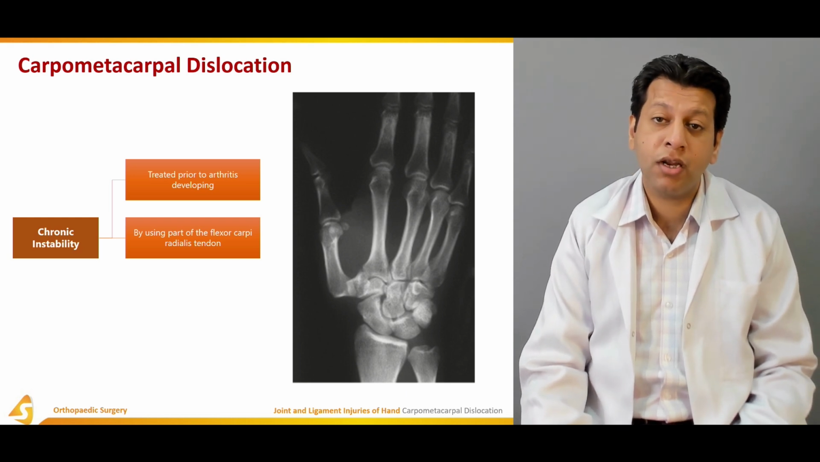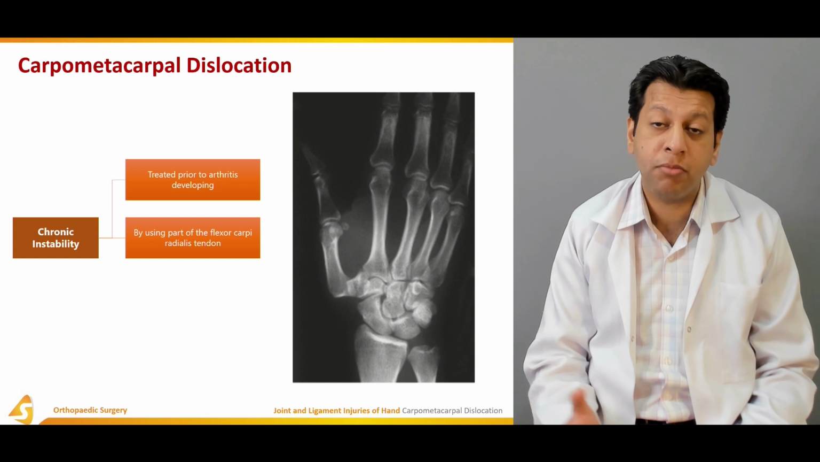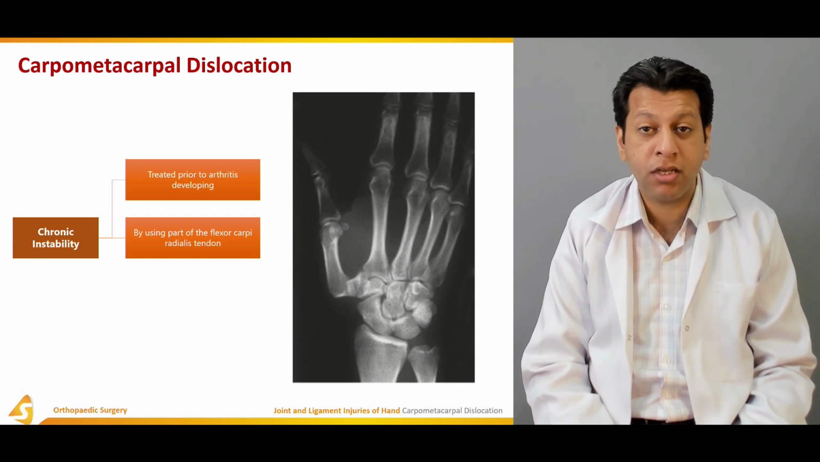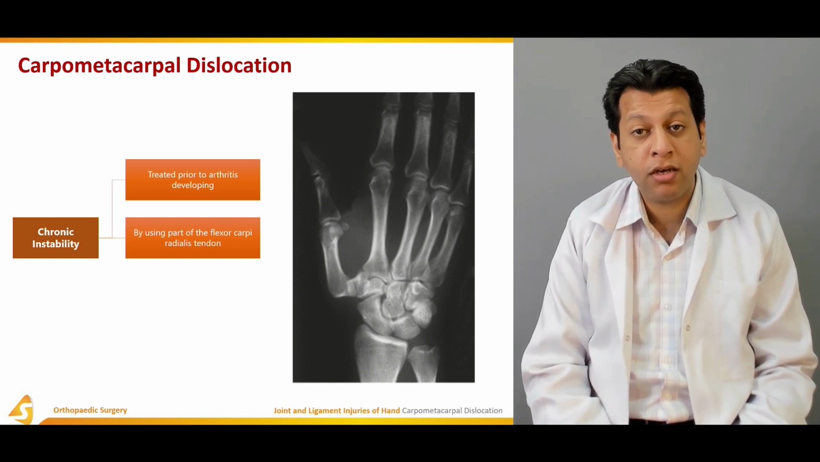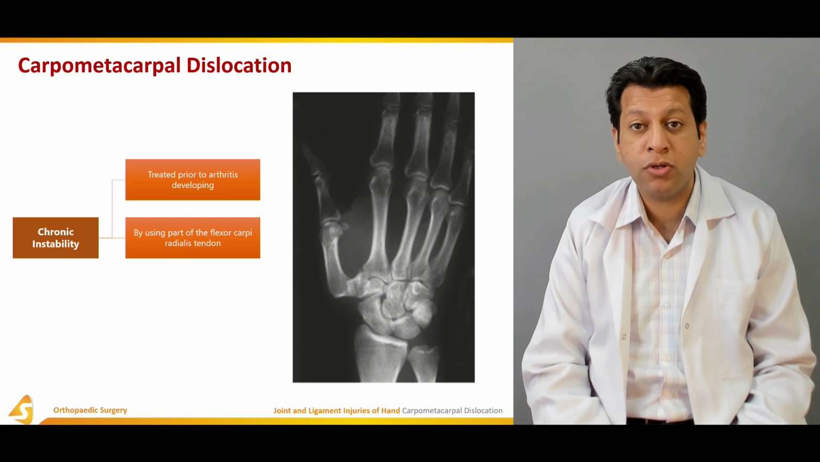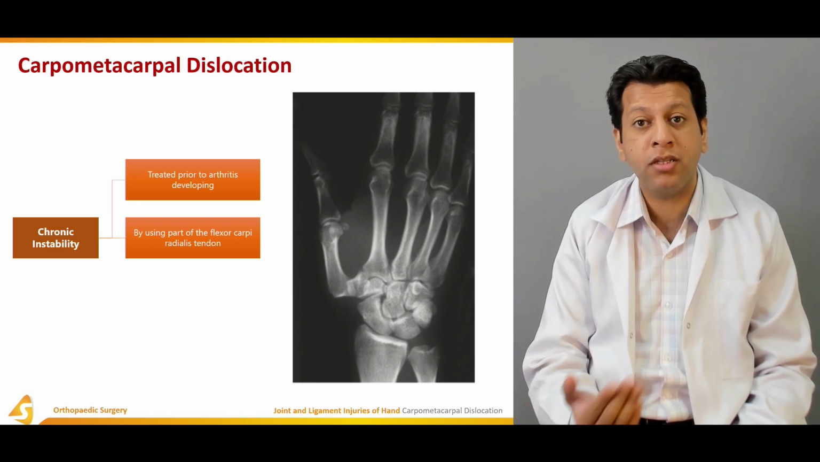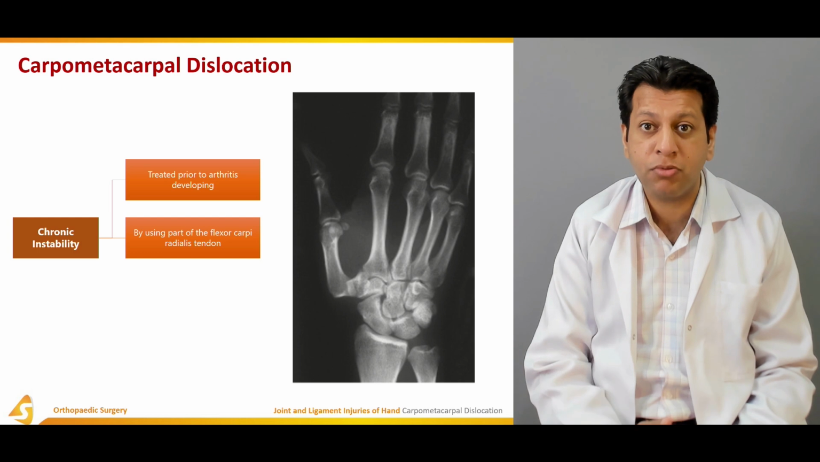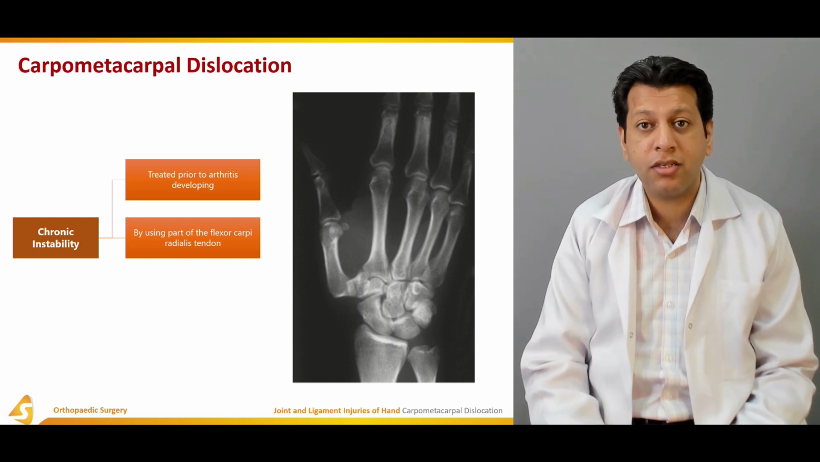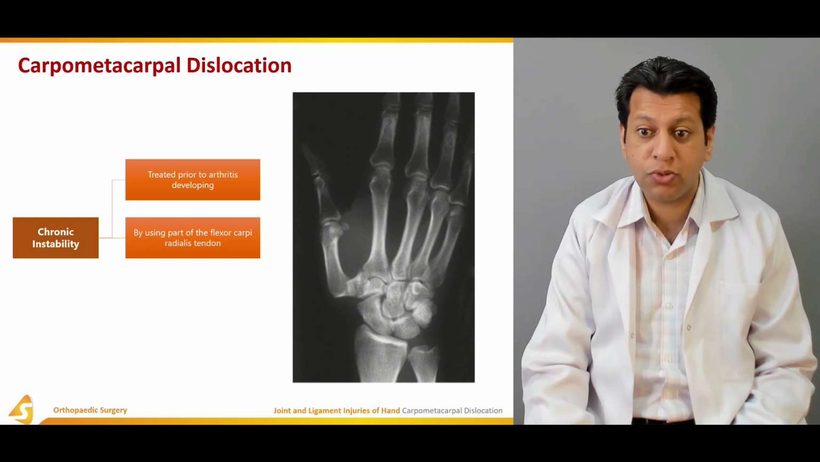And as you know, as many as 16 ligaments are required to provide stability. But there are 4 main constraints of the carpometacarpal joint. One is the anterior oblique ligament, then the posterior oblique, then there's a transverse ligament as well, and then there are other ligaments associated with it.